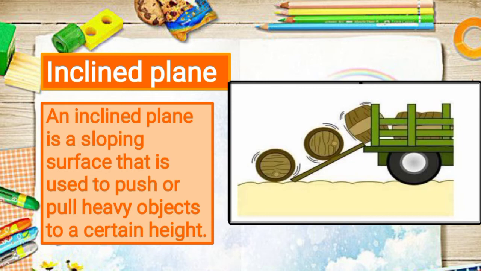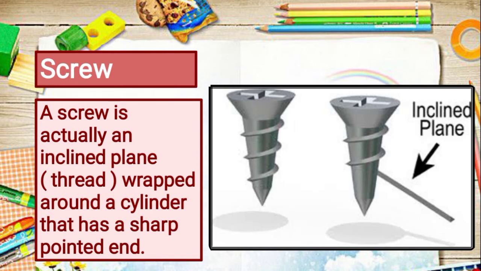So let's understand what is a screw. A screw is actually an inclined plane, meaning a thread, which is wrapped around a cylinder that has a sharp pointed end, as you can see in the picture. Screws are turned with the help of a screwdriver, and as they rotate, they also move forward, so they help to attach things to each other.